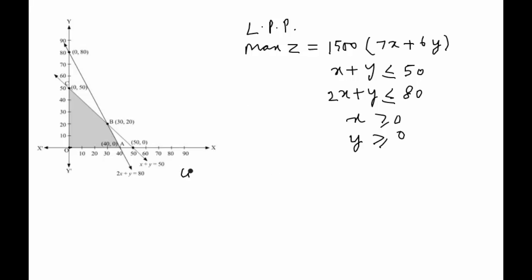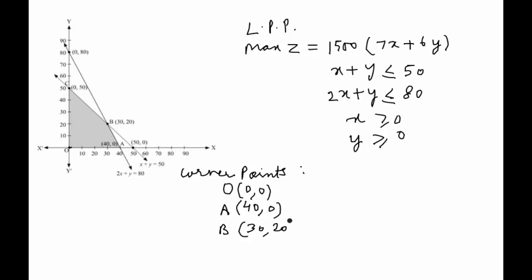So we say that the corner points are going to be O, which is 0, 0; A, which is 40, 0; B, which is the intersection point of the two lines, that is 30, 20; and C, which is 0, 50. So corresponding to these points, now we would find out the value of Z.